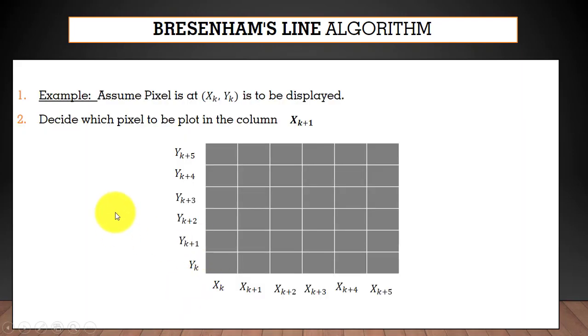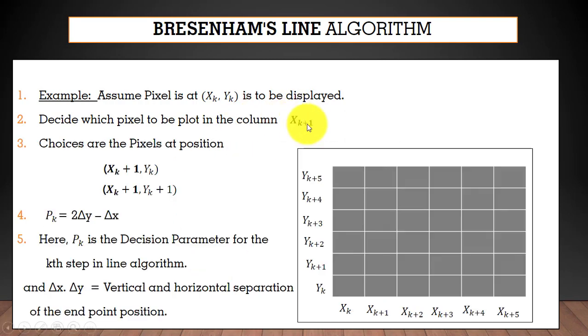So first of all, we will assume that the first pixel is at position xk, yk. You can see here this is xk plus 1, xk plus 2 and so on, and for the y-axis we have yk plus 1 and so on. So we assume the first pixel is at position xk, yk, that is here. Now we will decide which pixel to be plotted in the column xk plus 1.